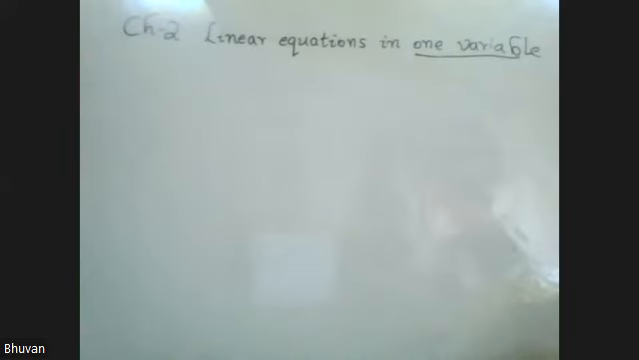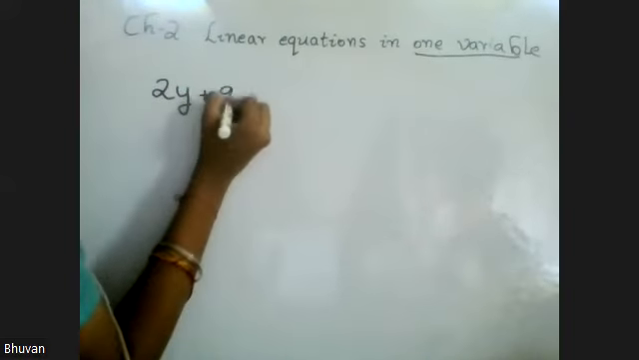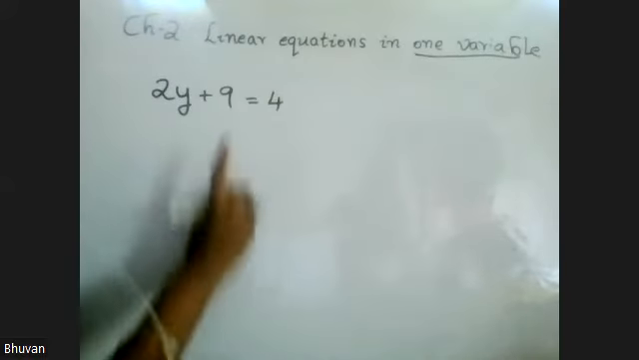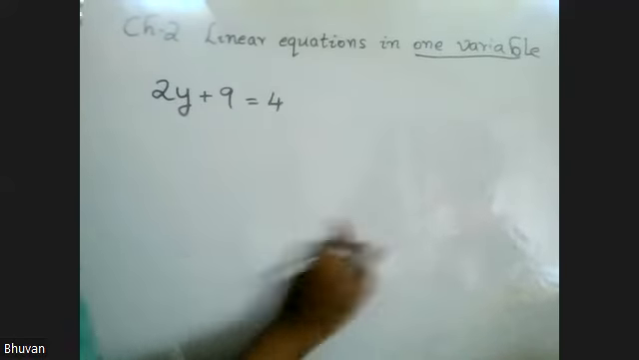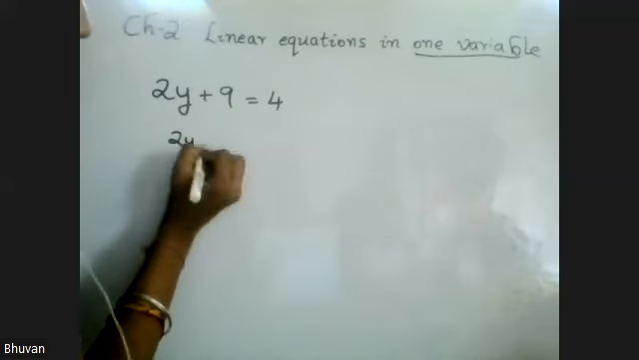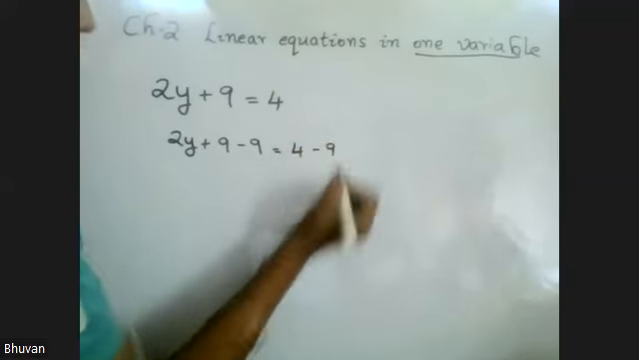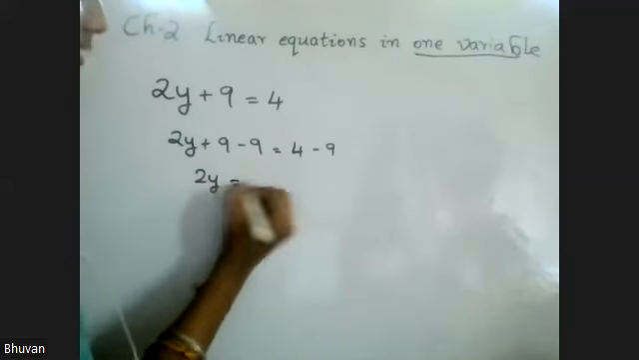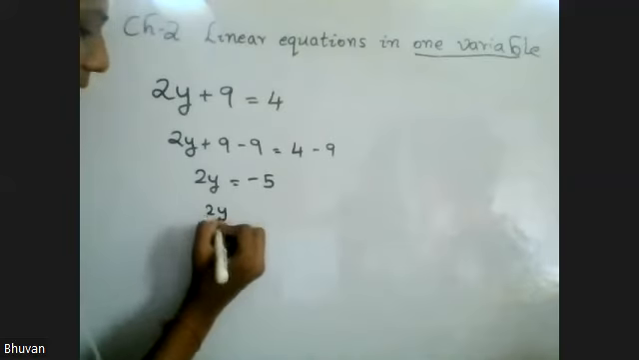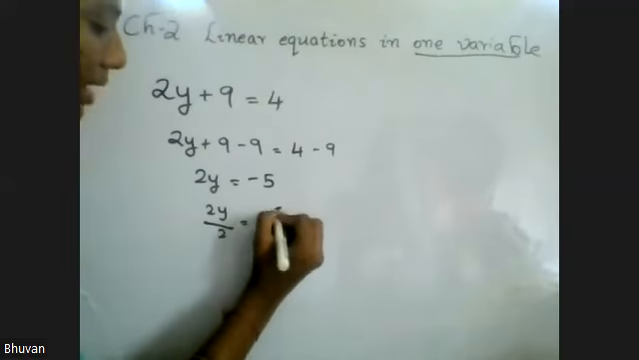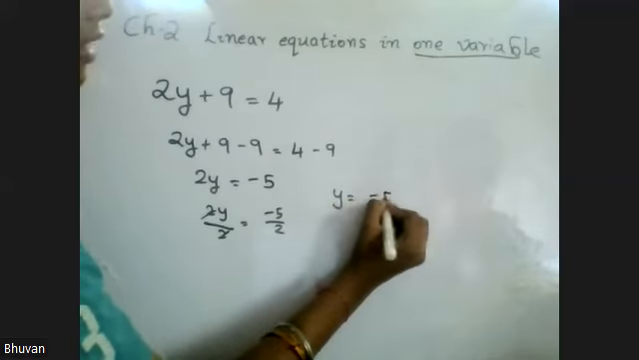Let us take one more example to understand clearly. 2y plus 9 is equal to 4. So this 9 we have to eliminate. So minus 9 we should add. So 2y plus 9 minus 9 is equal to 4 minus 9. So 2y is equal to 4 minus 9, which is minus 5. So dividing it by 2, 2y by 2 is equal to minus 5 by 2. What is the y value? Minus 5 by 2.